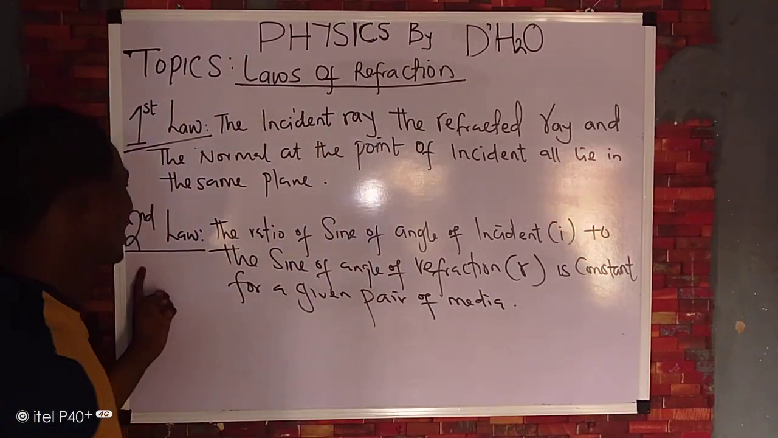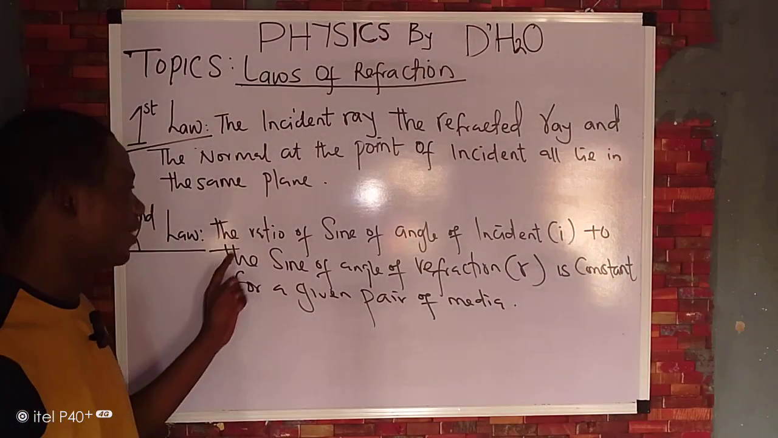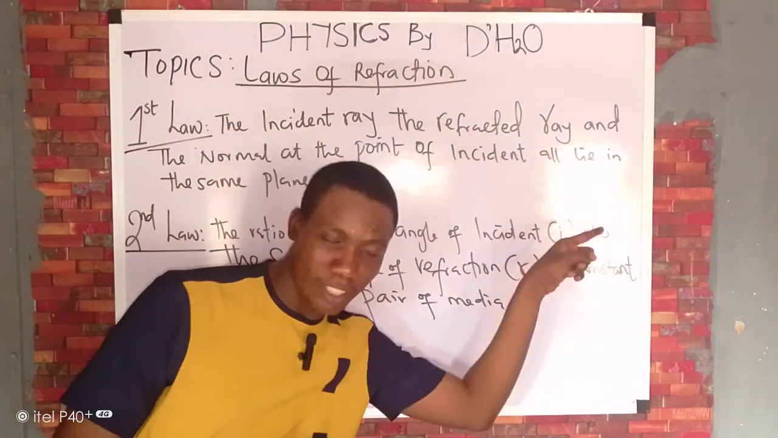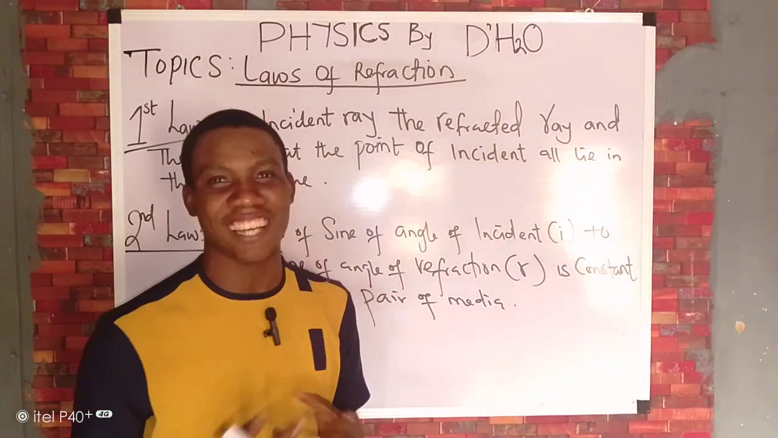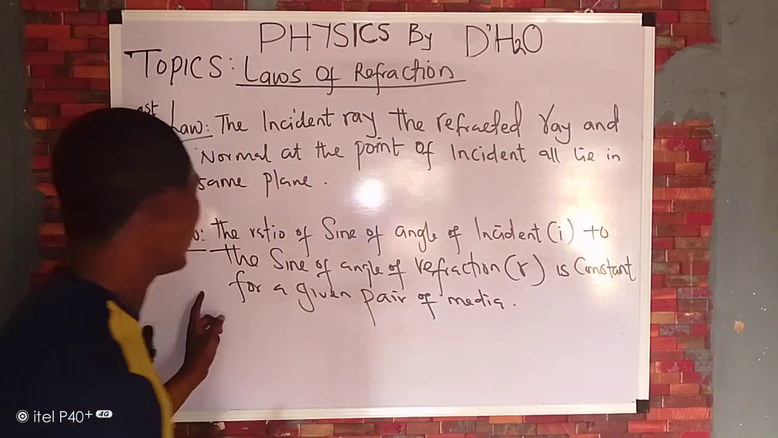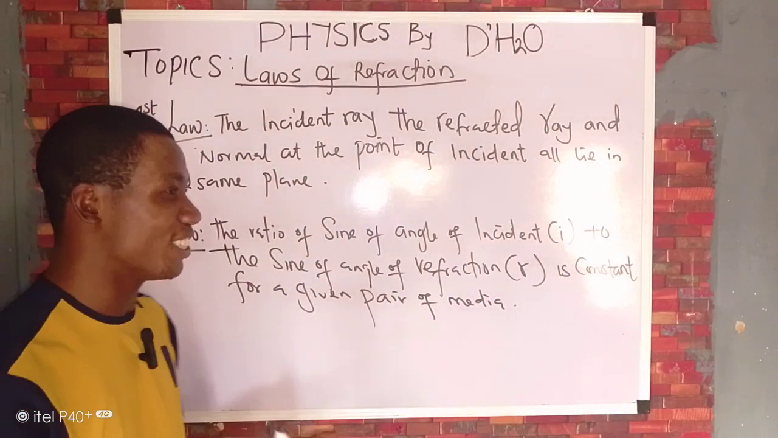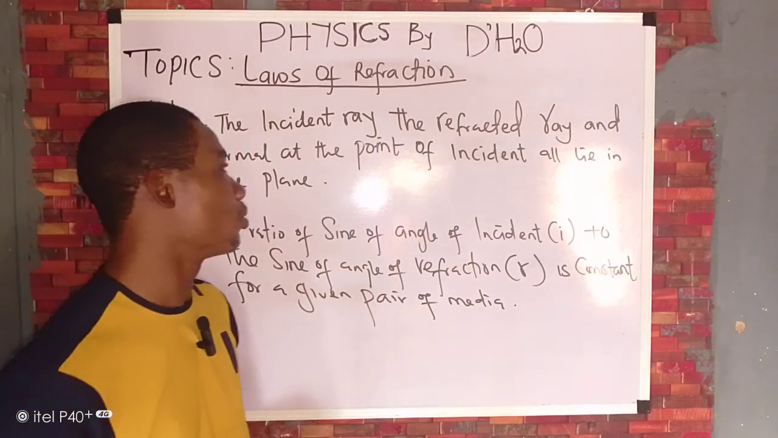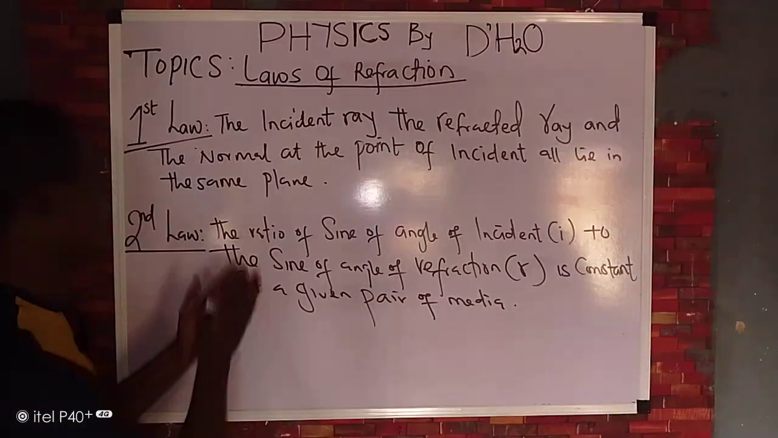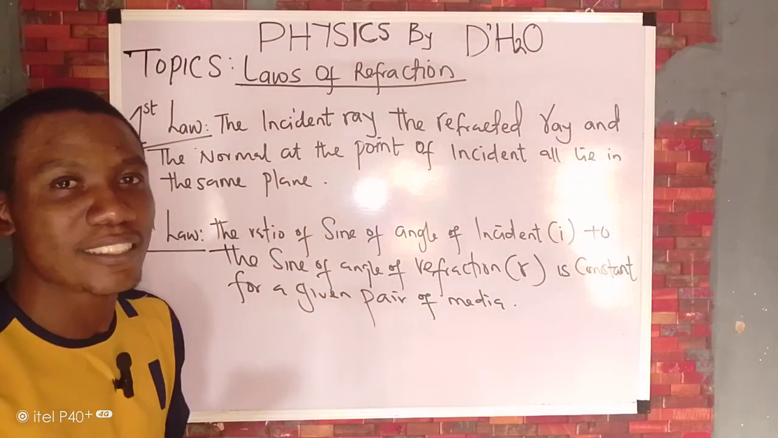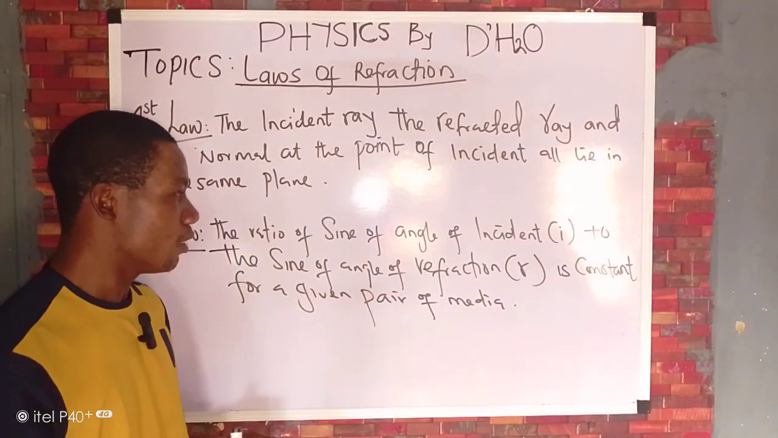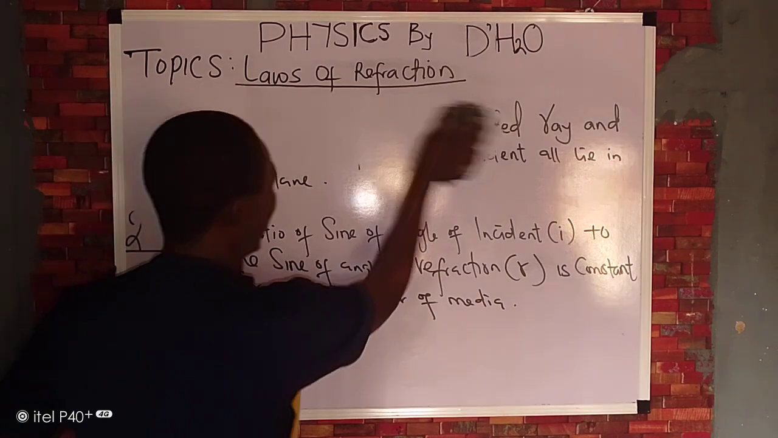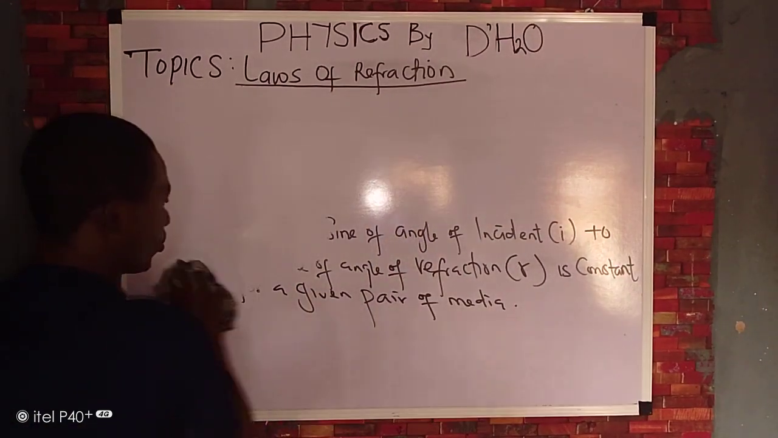Now, the second law of refraction says that the ratio of the sine of the angle of incident, which is I, remember I told you in our previous lesson that the angle of incident is I, okay? So the sine of angle of refraction, which is r, is constant for a given pair of media, as you can see on the board. So please, I want you to master the first law of refraction and the second law of refraction. Let's break it further so that you see what we are talking about.